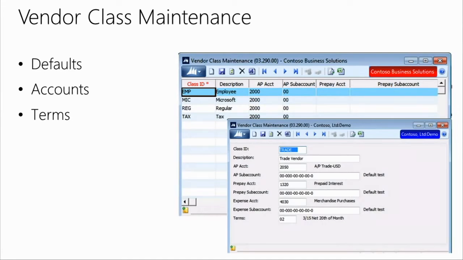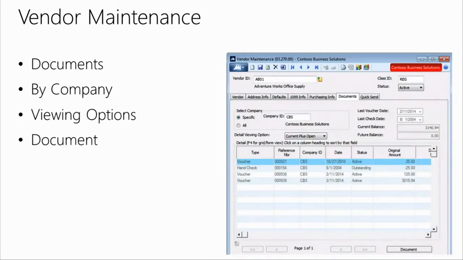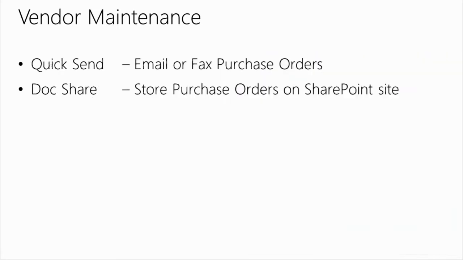Again, we also talked about our vendor class maintenance, which gives us the defaults, and the real idea here is that we're setting up defaults for all the different accounts that could be set up in the vendor maintenance screen. As well as our 1099 setting up of the default boxes, as well as whether we're going to do backup withholdings. Our lovely document screen, which shows you all that information we just talked about.